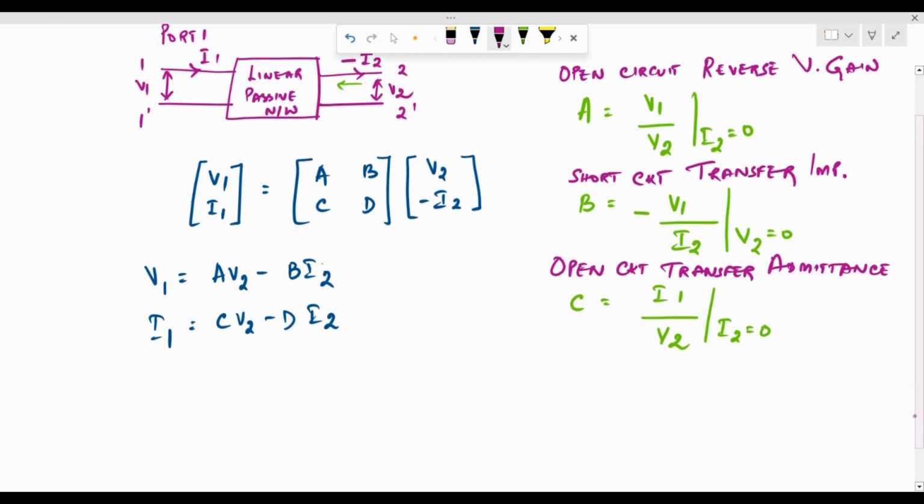Next, we can obtain the parameter D. Again, to do that, we consider V2 is 0. So we get D as minus of I1 by I2, provided V2 is 0. If V2 has to be 0, this becomes a short circuit parameter. And if you notice, this is a ratio between the input and the output current. So this is a gain, a current gain, but not really the direct current gain. This is a reverse current gain parameter, because we have the input current in the numerator and the output in the denominator. So this parameter becomes short circuit reverse current gain.